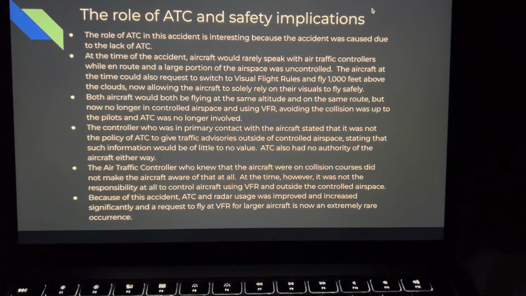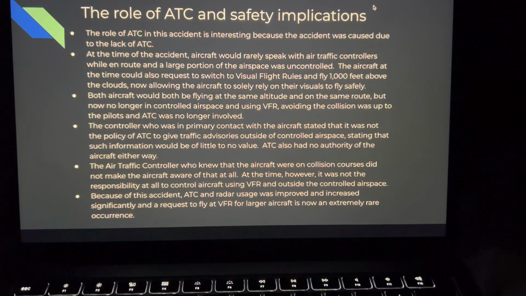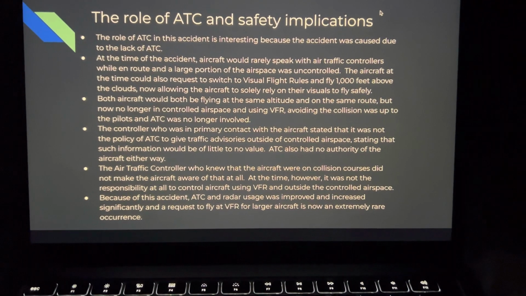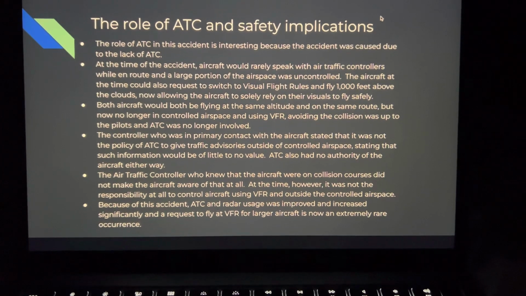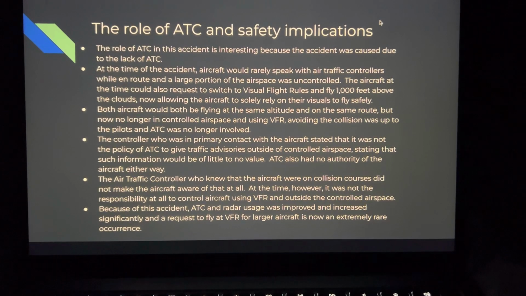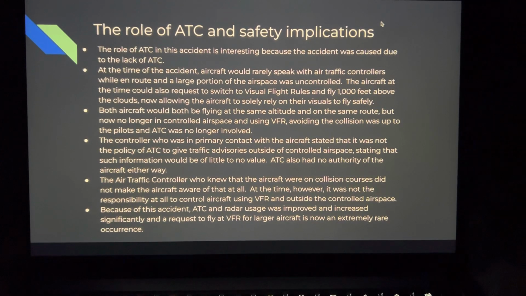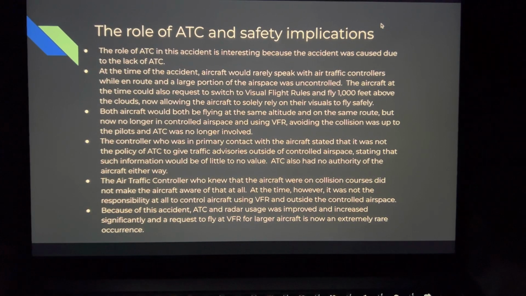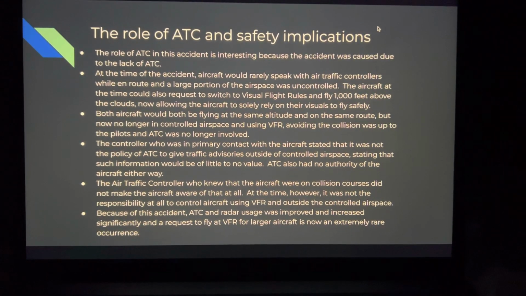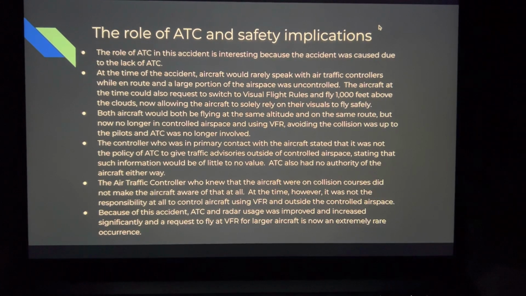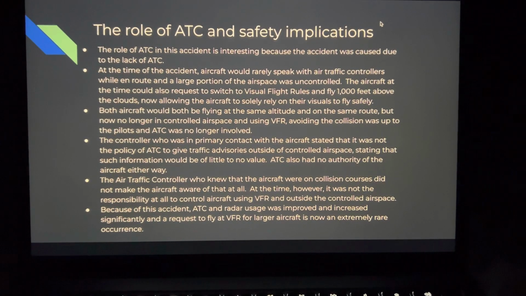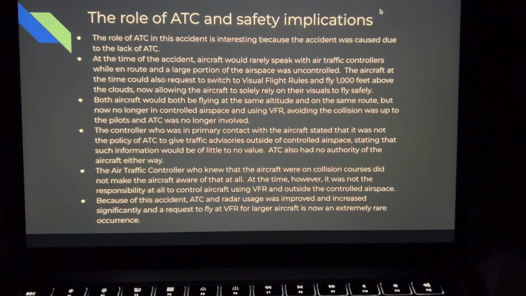The controller who was in primary contact with the aircraft stated that it was not the policy of ATC to give traffic advisories outside of controlled airspace, stating that such information would be of little to no value. ATC also had no authority over the aircraft either way. The air traffic controller, who knew that the aircraft were on collision courses, did not make the aircraft aware of that at all. At the time, however, it was not the responsibility of ATC to control aircraft using VFR and outside of the controlled airspace.